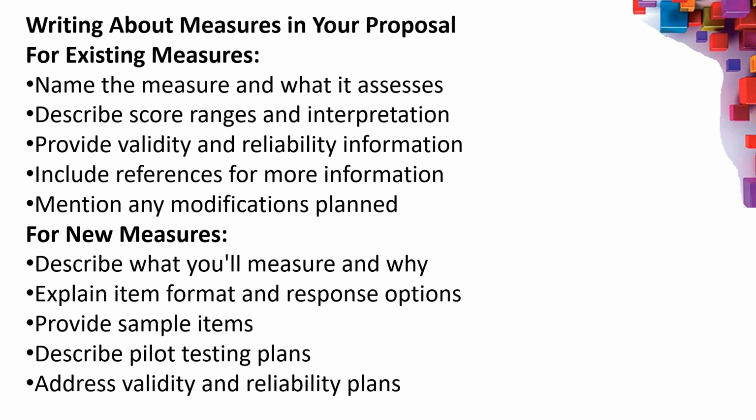Your research proposal needs to clearly describe your measurement approach. For existing measures, demonstrate that you understand what the measure does and provide evidence of its quality. For new measures, show that you've thought through the development process and have a plan for establishing quality. In both cases, provide enough detail for readers to understand and evaluate your measurement choices.